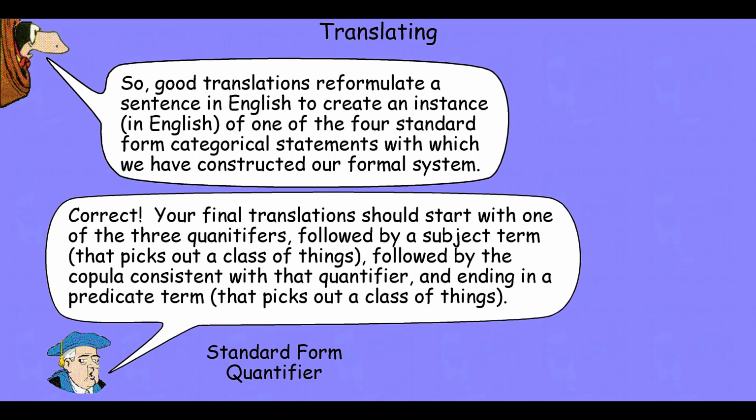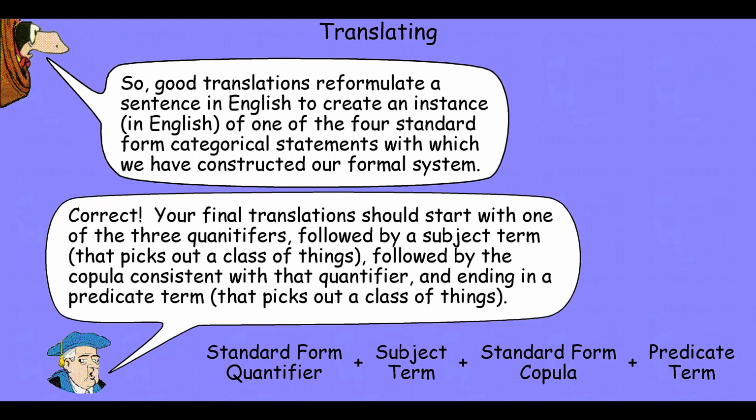I want to have every translation, and I can check at the end of my translation, do I have a standard form quantifier, followed by a subject term that picks out a class of things, followed by a standard form copula, are or are not from my pirate language, and ending with a predicate term that picks out a class of things? If you can get a sentence that has that form, then you're 70-75% of the time going to have a pretty decent translation.